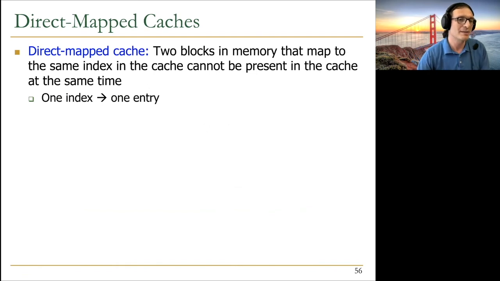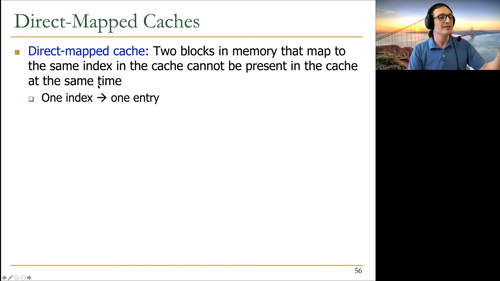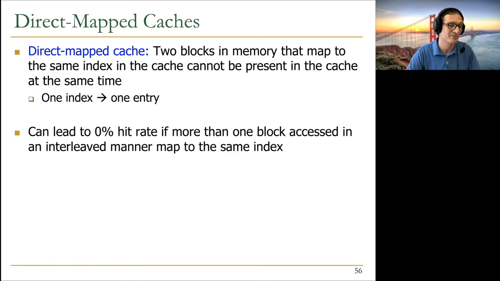Okay, so let me more formally define this. In the direct map cache, two blocks in memory that map to the same index in the cache cannot be present in the cache at the same time. Direct map means one index has one entry, or one index can go to one possible location in the cache, essentially. If different blocks have the same index bits, too bad. And this can lead to a 0% hit rate if more than one block that maps to the same index is accessed in an interleaved manner.